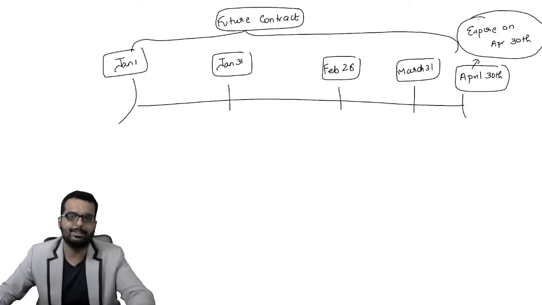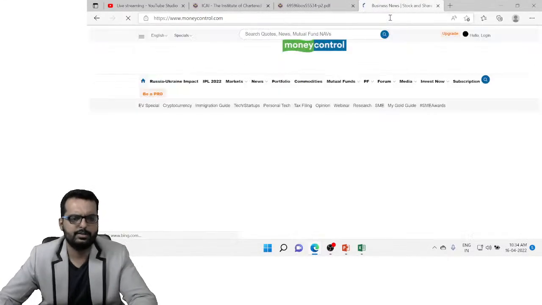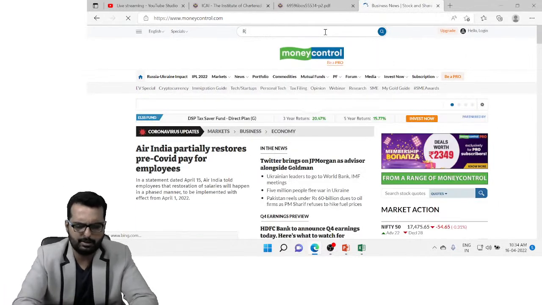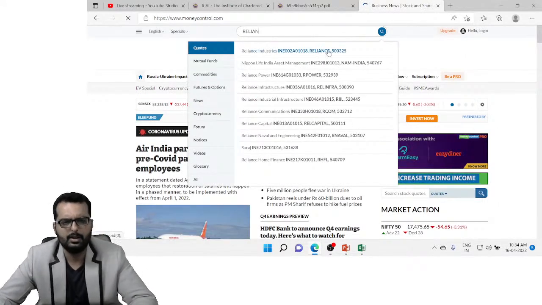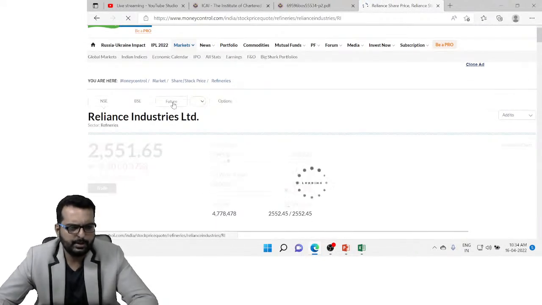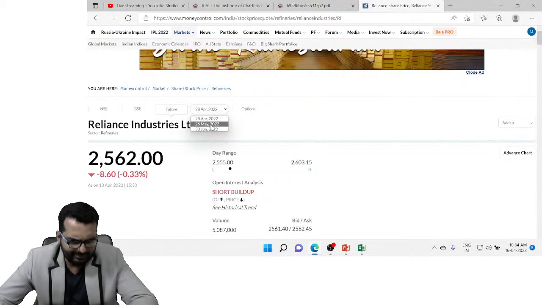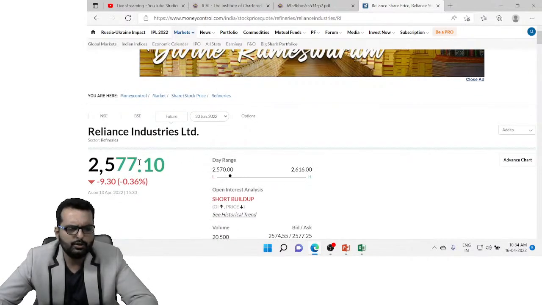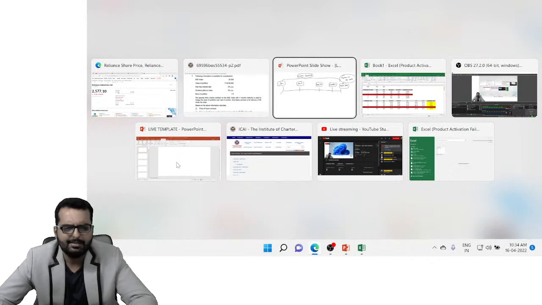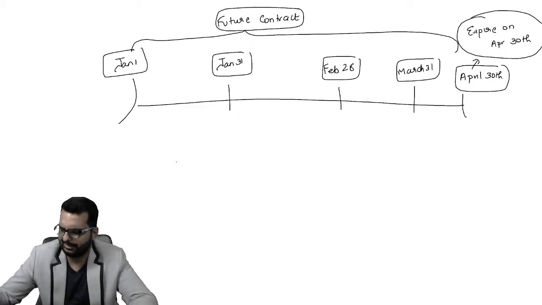Always for future, there will be an expiry date. For example, I can show you in Money Control website also. Just take this website and take any particular future. Let me take Reliance for time being. If I click on Reliance, you see futures over here. If I click on futures over here, they will show some dates. 28th April is there. 26th May, 30th June. So it is available for some expiry date. Same way in this question, the future is expiring on what date? April 30th is the date on which future is expiring.